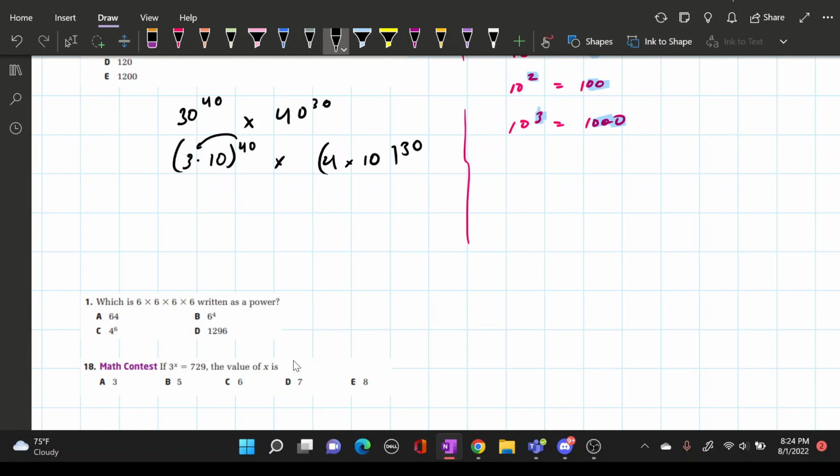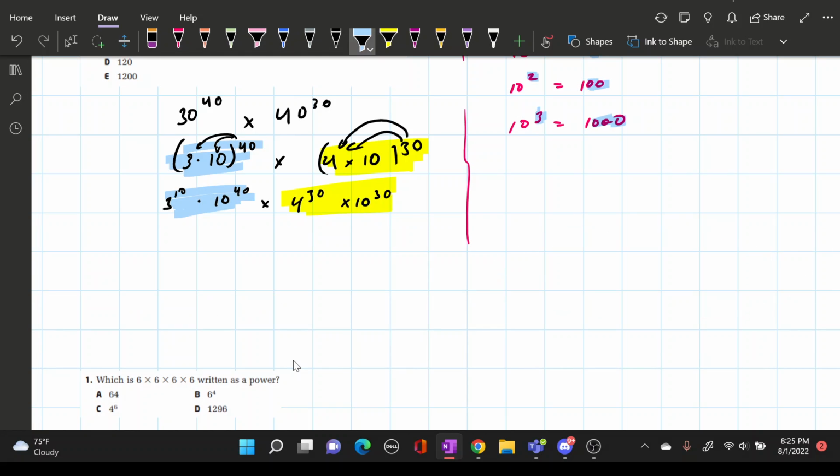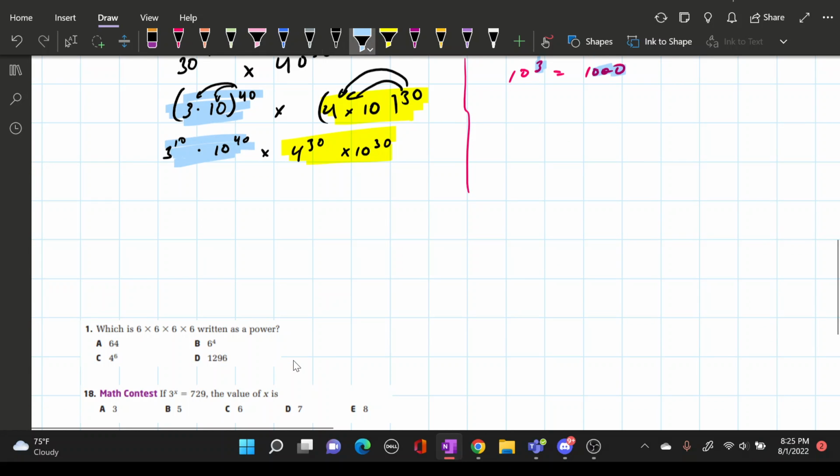This can distribute, so we can draw some arrows here to see what's going on. We have 3 to the power of 10 times 10 to the power of 40 times 4 to the power of 30 times 10 to the power of 30. You should notice that this belongs to this, and this belongs to this. Simple stuff. Great job, guys. You guys are doing great.